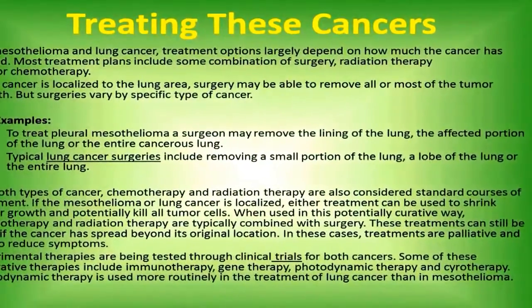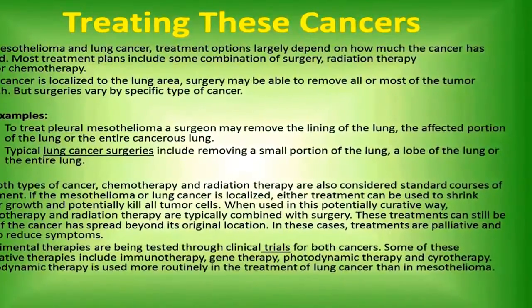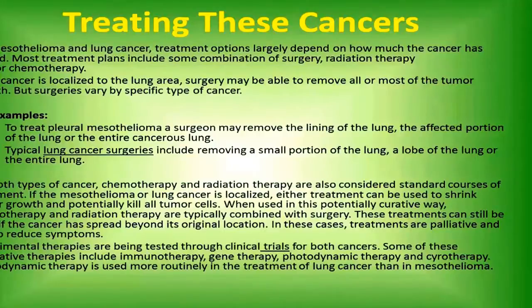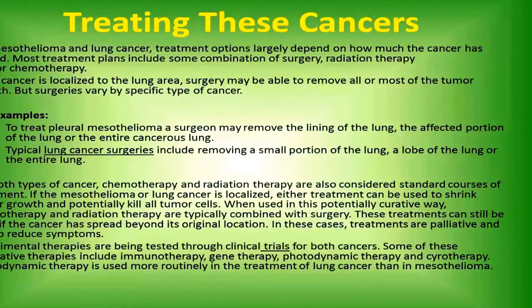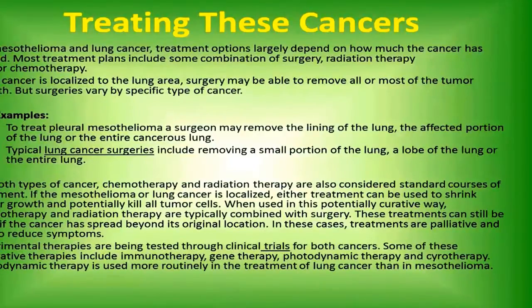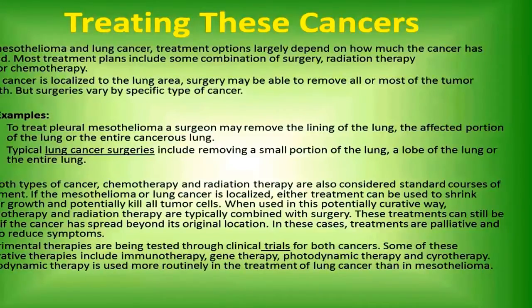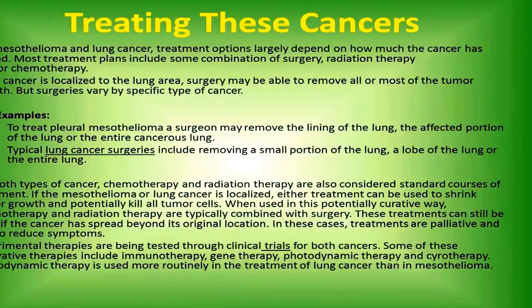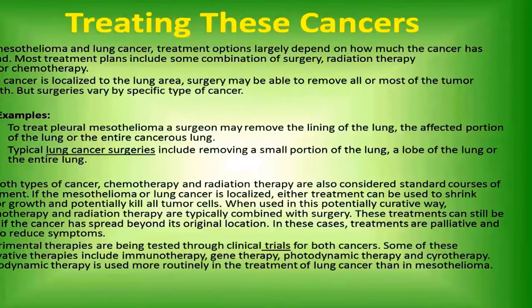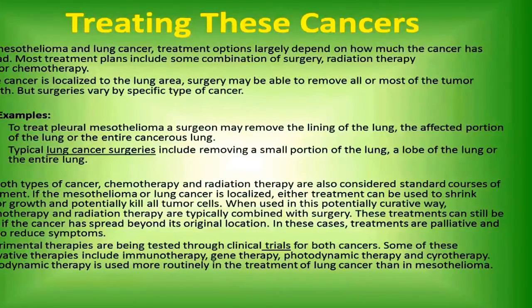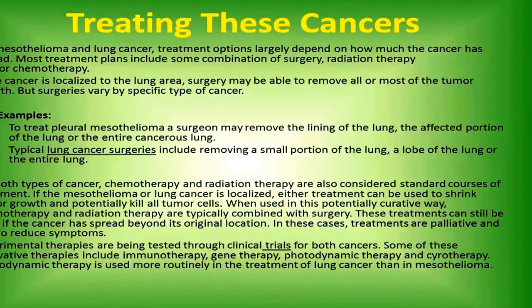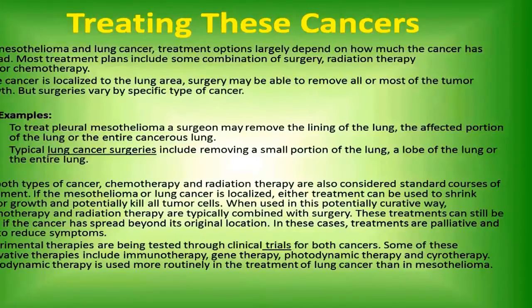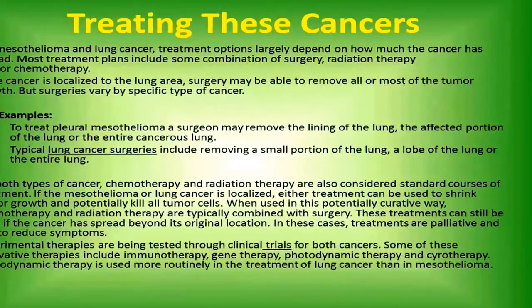Treating these cancers. For mesothelioma and lung cancer, treatment options largely depend on how much the cancer has spread. Most treatment plans include some combination of surgery, radiation therapy and/or chemotherapy. If the cancer is localized to the lung area, surgery may be able to remove all or most of the tumor growth. But surgeries vary by specific type of cancer.